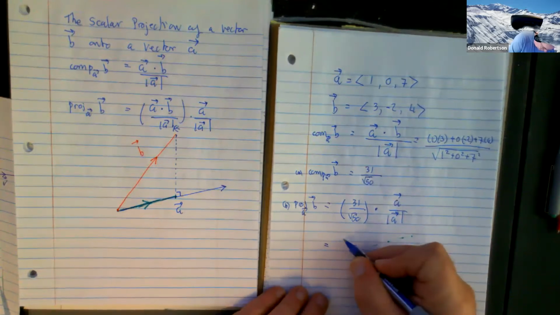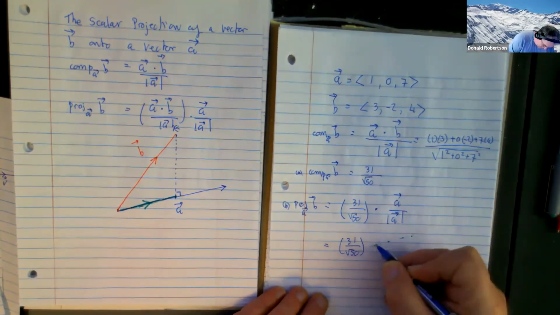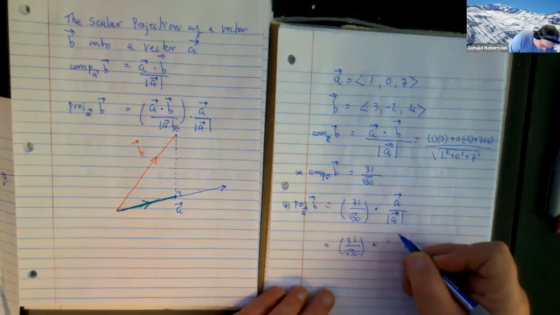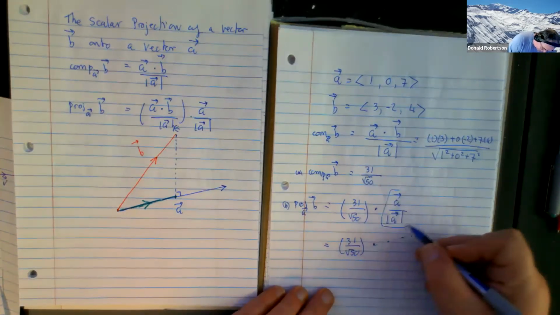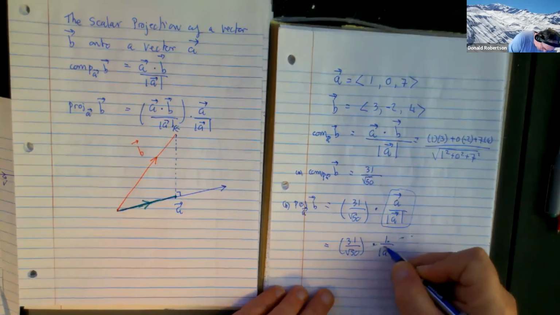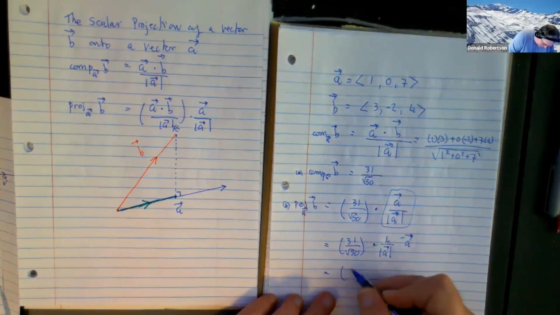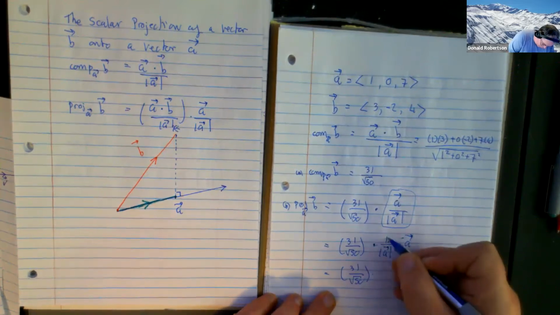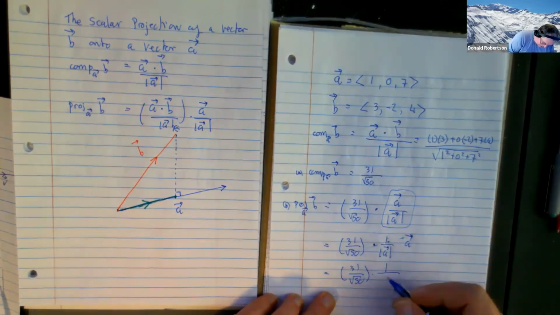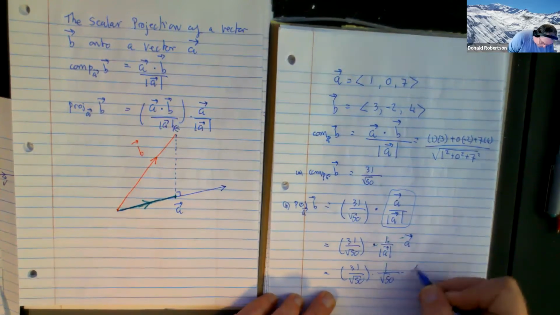And let's see what we've got. 31 over the square root of 50 times, okay, you want to figure out what that looks like. In my brain, that's the same as that. So it's 31 over the square root of 50. 1 over the magnitude of A is 1 over the square root of 50. And then the vector A.